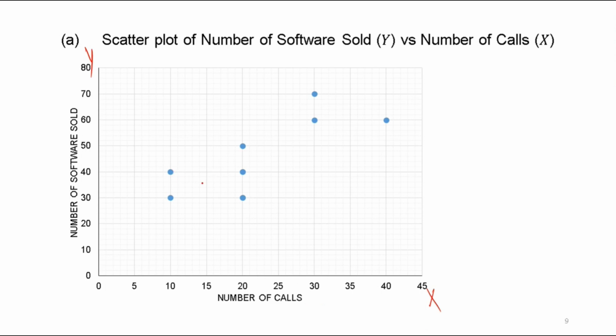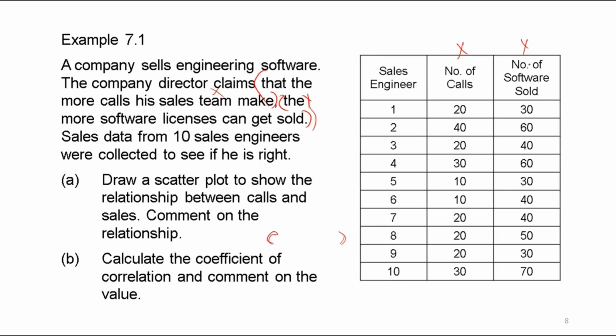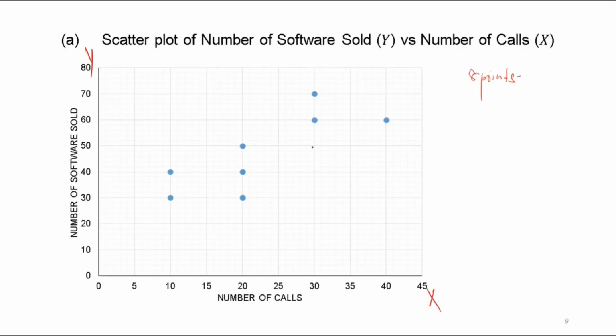Actually, here we have only 8 points because some points are redundant, which means repeated. Point number 1 is the same as number 9, and point number 3 is the same as number 7. So that's why we only have 8 points when we draw the scatter plot. So 1, 2, 3, 4, 5, 6, 7, 8. Because this one has 2 points here.